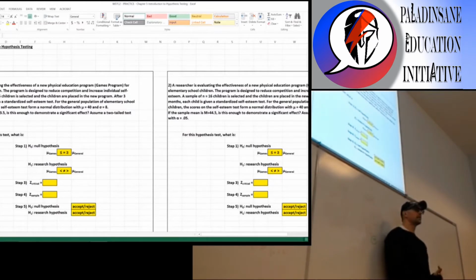So if it's 1.96, just put in 1.96. And for a two-tailed test, I'm going to assume you mean minus 1.96 and positive 1.96. So it's not like your homework where you have to put in both and put a comma between. Don't worry about that. You can just put in 1.96 for the two-tailed test. I'm going to assume you mean both sides.